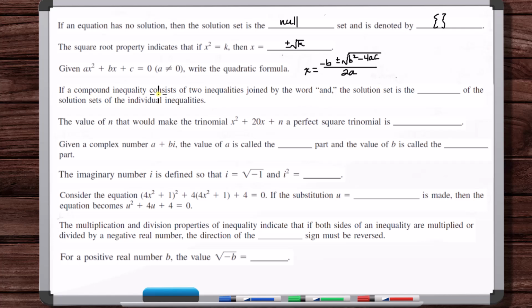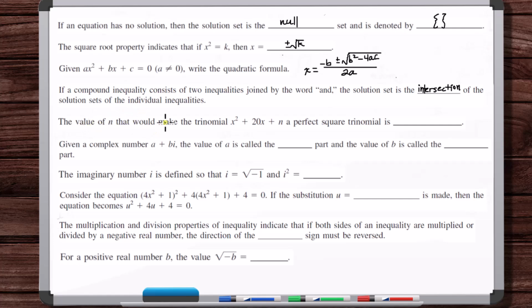If a compound inequality consists of two inequalities joined by the word "and," the solution set is the what of the solution sets of the individual inequalities? The intersection. So not the union, but the intersection of the solution sets of the individual inequalities.